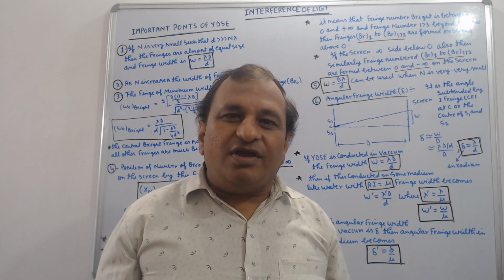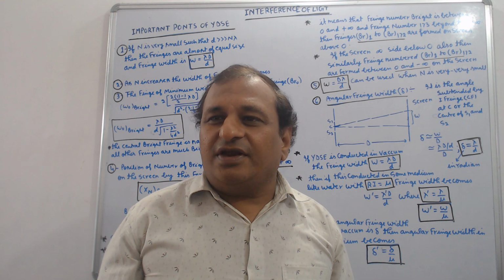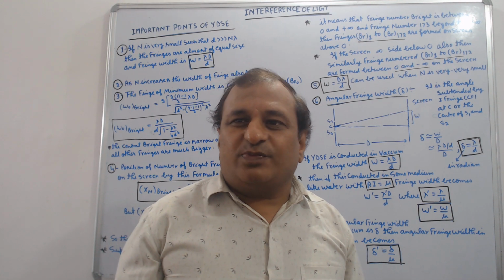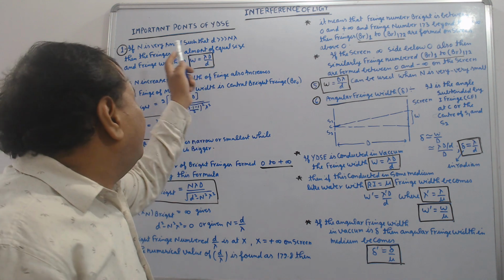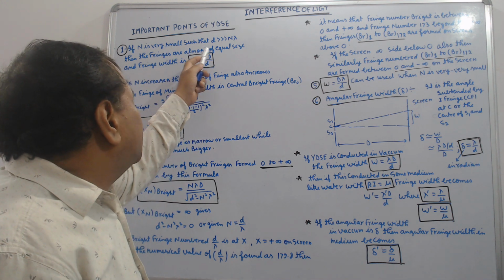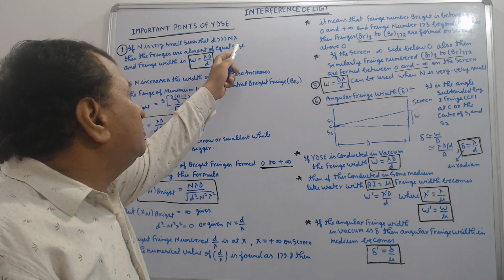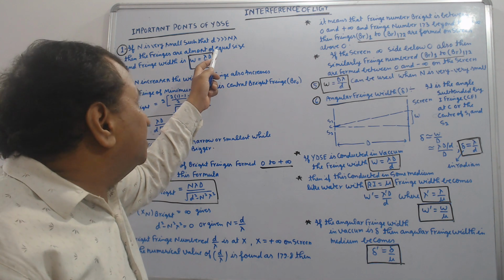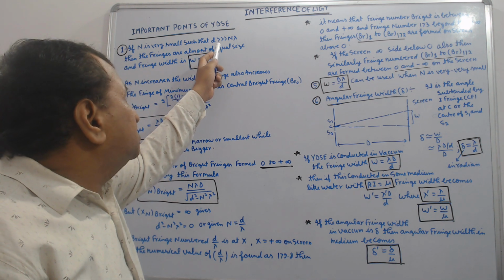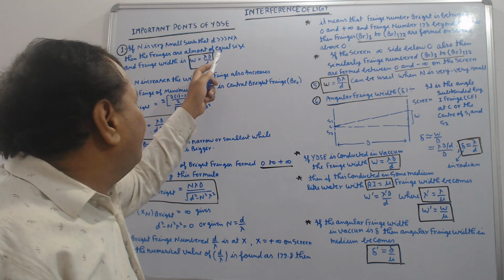Today we are going to discuss some most important points related to Young's double slit experiment. First point, if capital N is very small such that small d is much greater than capital N into lambda. Capital N is the number of fringes, small d is the separation between two slits and lambda is the wavelength of light.